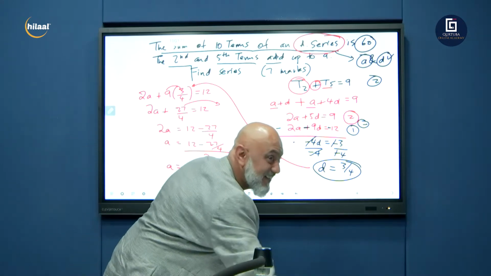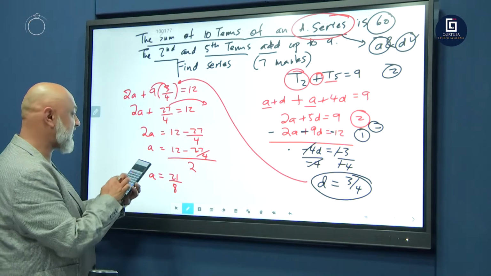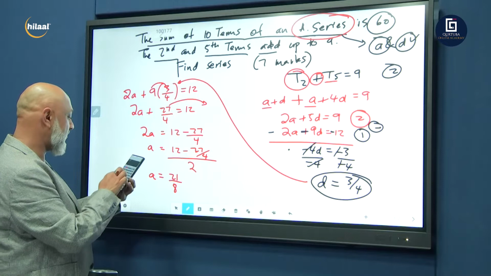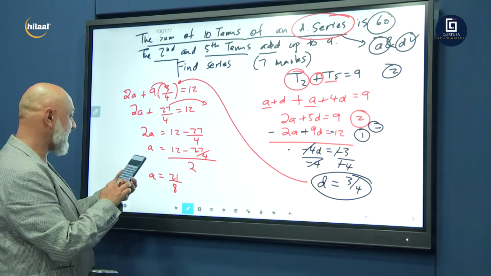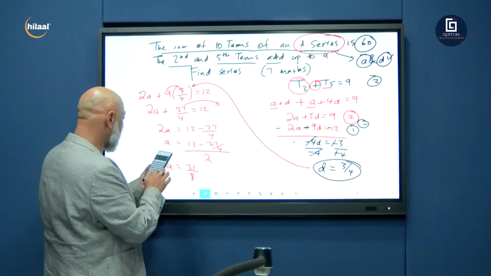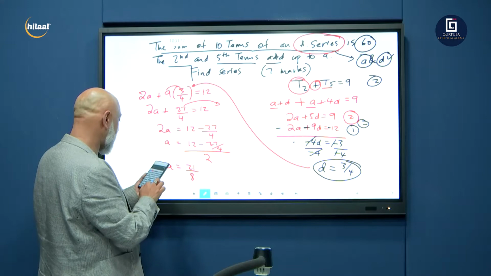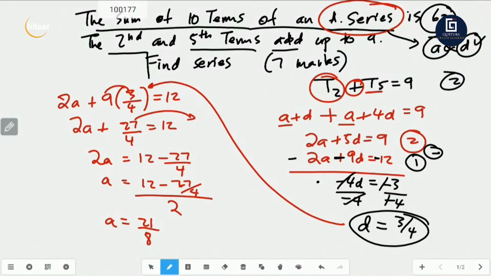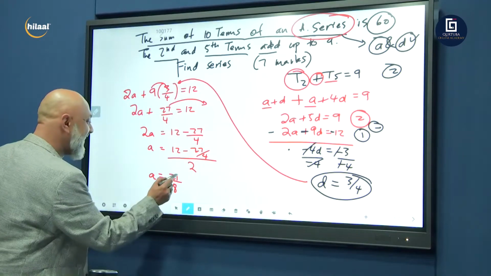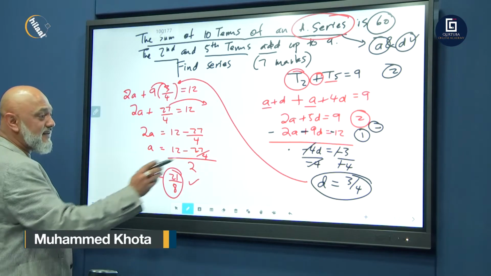Let's check, guys. Let's check. Right, so we go 12 minus the fraction 27 over 4 equals, and we divide that by 2 equals, my calculator tells me 2,62, but let's see, 21 divided by 8 equals 2,62. Perfect, it's correct. So there we go, 21 over 8, 3 over 4.